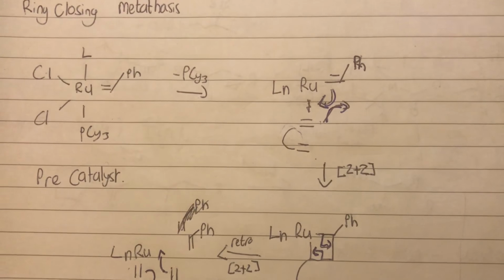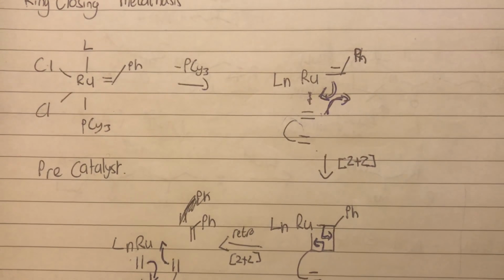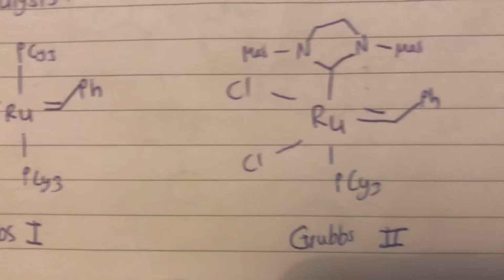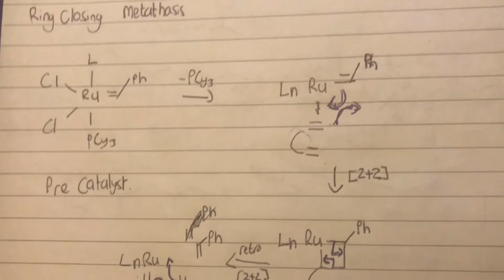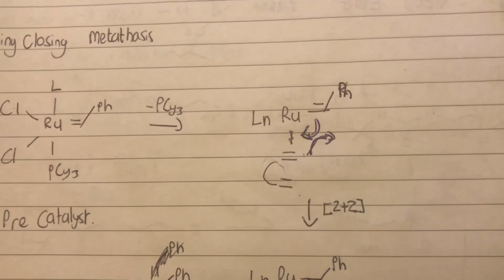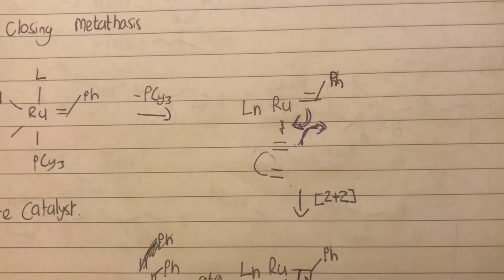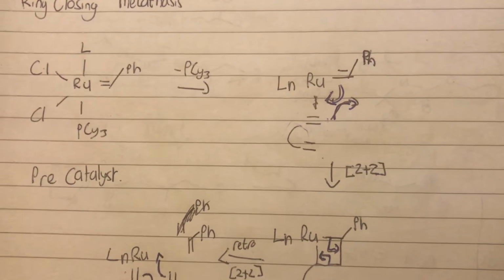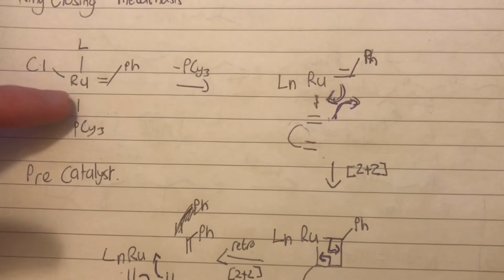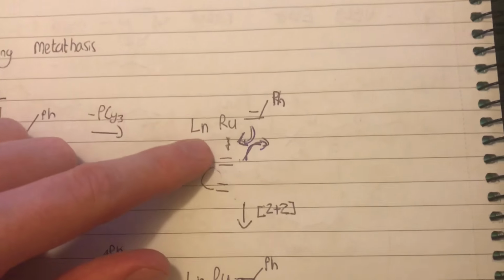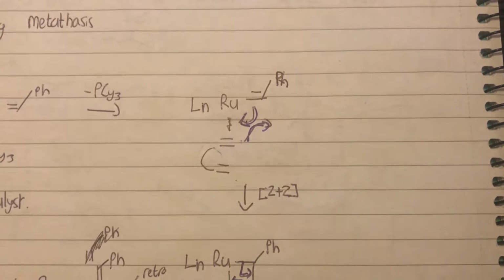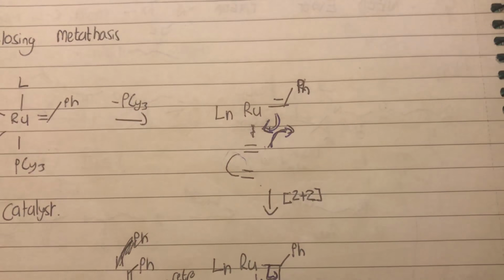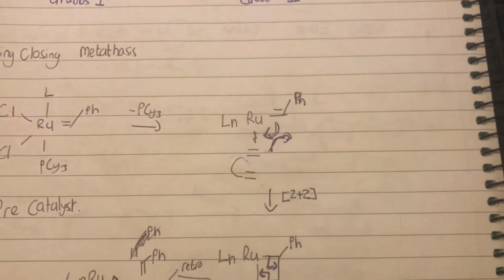Like I said, in this step we can use either, so I'm just going to replicate that as an L for the ligand, which obviously differs between Grubbs 1 and Grubbs 2, but we can use any in this, so I'm just going to label that L. First of all, we remove the PCy3. Obviously this step here is the pre-catalyst, we just remove that, and we get LnRu. We keep the phenyl part there because that's a part that's in the catalyst.